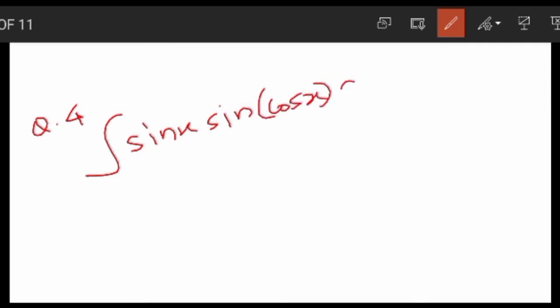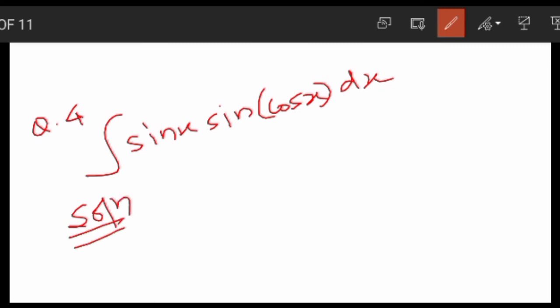Hello students, we have been discussing exercise 7.2, that is integration by substitution method. So we have already completed up to question number 3. Now we are going to solve question number 4, that is evaluate integration sin x into cos x dx. So let us solve it.